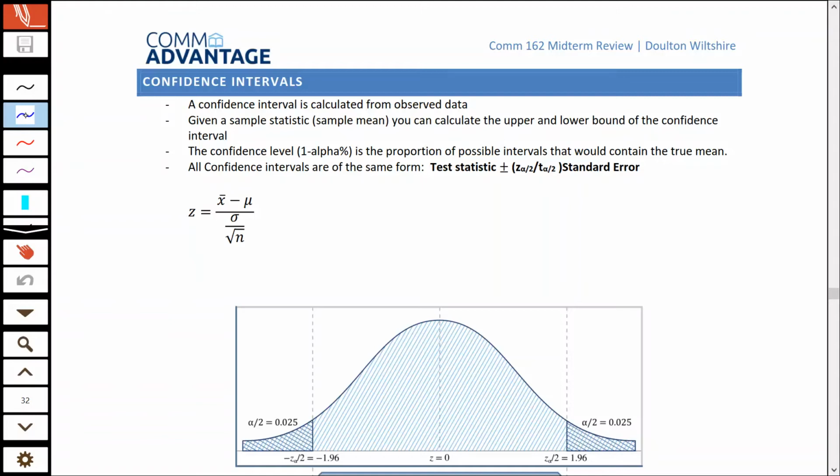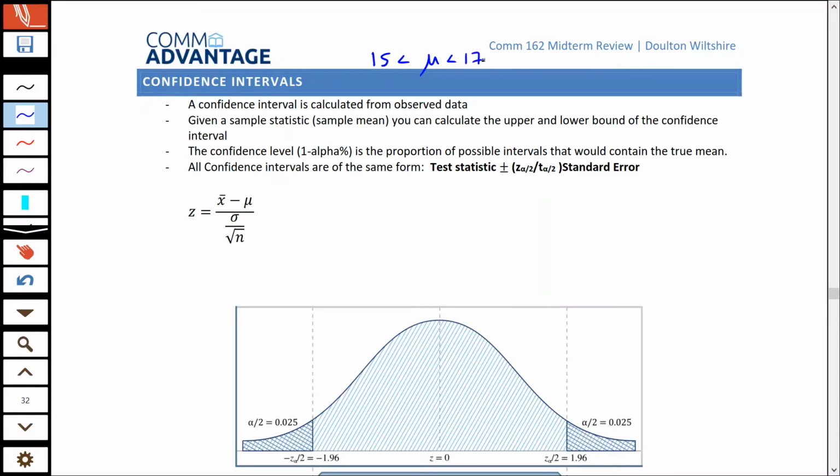Confidence intervals are my favorite part about the midterm because they're probably some of the more straightforward questions to do. The question's going to explicitly ask you for a confidence interval, okay? And so what a confidence interval is going to do, once we calculate it, is give us an estimate of what the real mean might be.